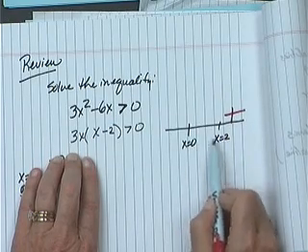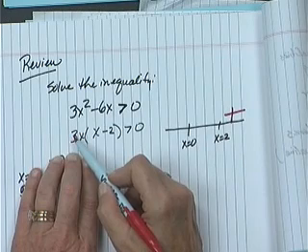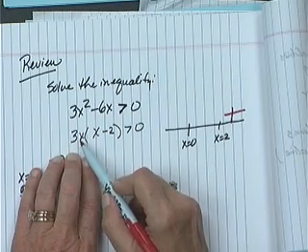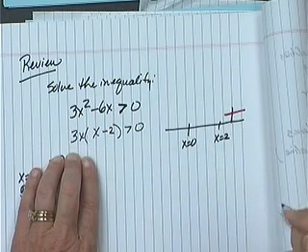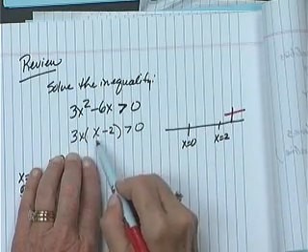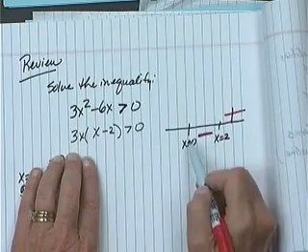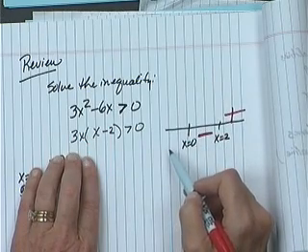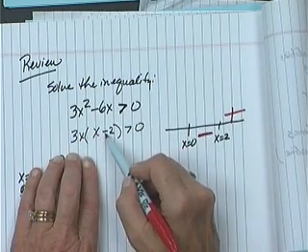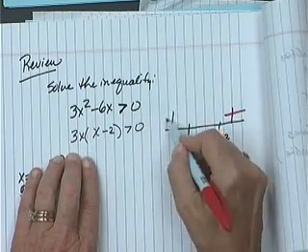If I pick a number between 0 and 2, an easy number would be 1. If I put a 1 into 3x, that's positive. 1 minus 2 is negative. It's called a sign chart, S-I-G-N, because we're just looking at the negative or the positive signs. So if you put a 1 in, it's positive times negative, and positive times negative is negative. Okay, pick a number less than 0, such as negative 1,000. 3x times negative 1,000 is negative. Negative 1,000 minus 2 is negative. Negative times a negative is a positive.